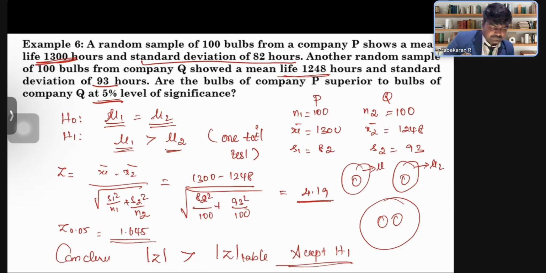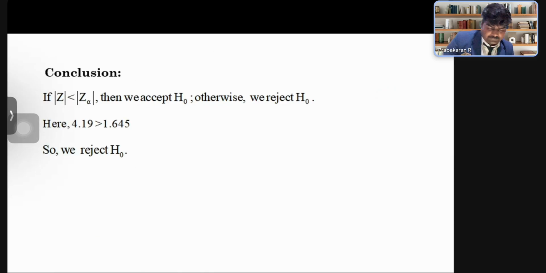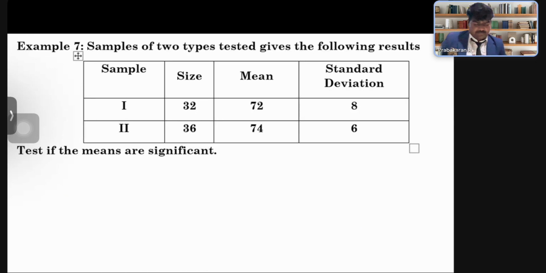That's all. Now you can do this one on your own. This is a direct question. We are going to compare these two samples: is there any significant difference between the two sample means at the 5% level of significance? First sample size is n1, this is n2, the mean values x1 bar, x2 bar, and s1, s2.